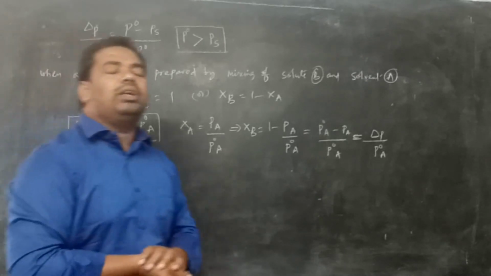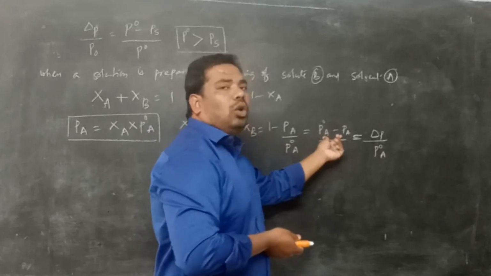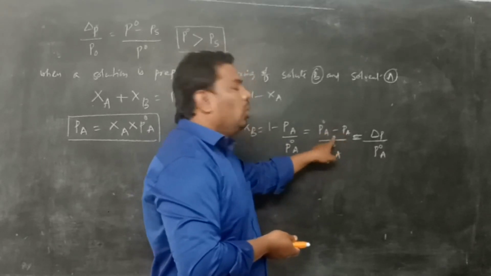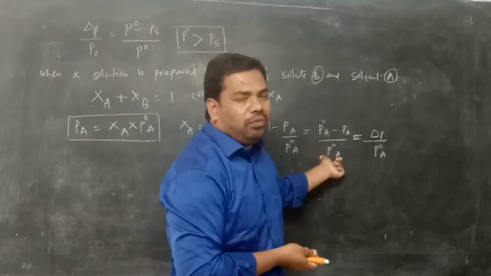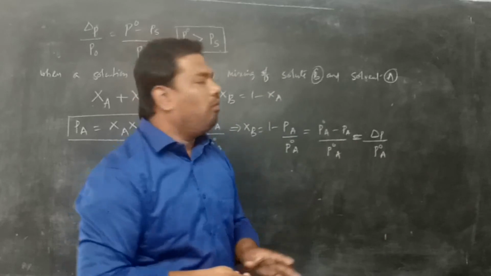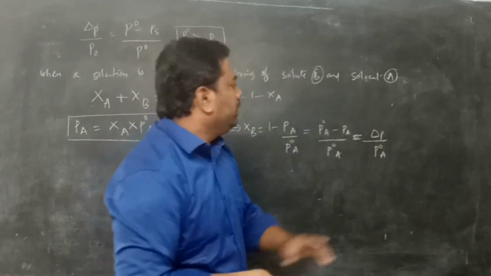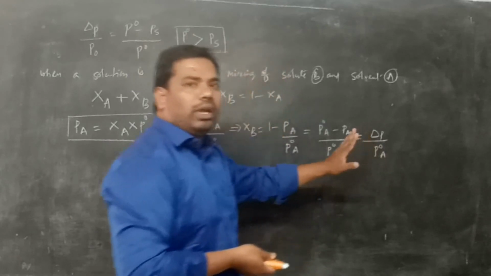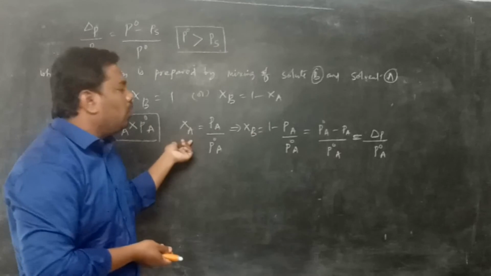So what is relative lowering in vapor pressure? It is the ratio of lowering in vapor pressure and the vapor pressure of pure solvent, that is equal to delta P by P naught A. Okay, clear, student? So here we are substituting XA according to Raoult's law.